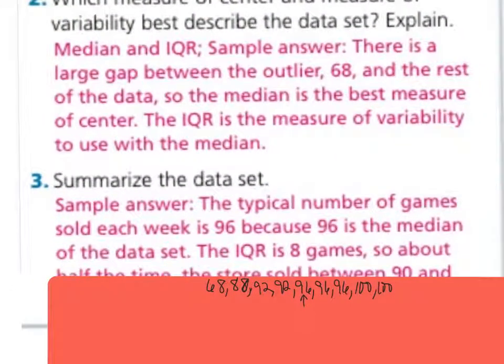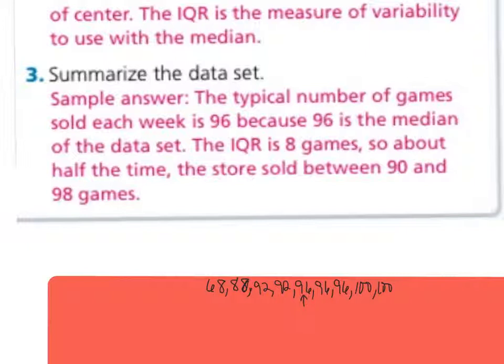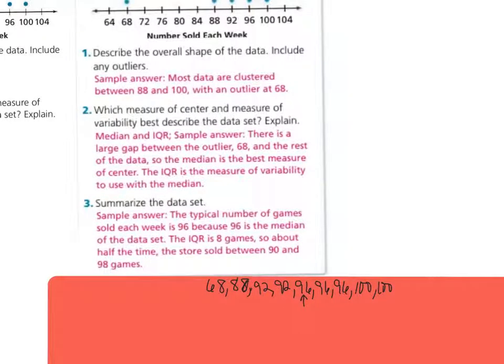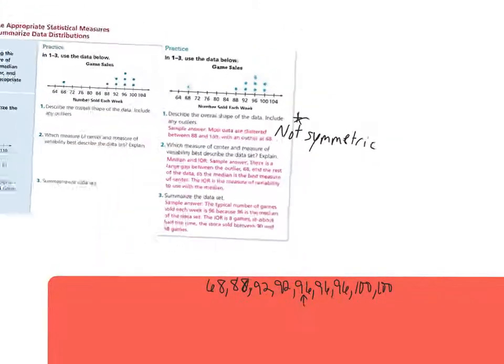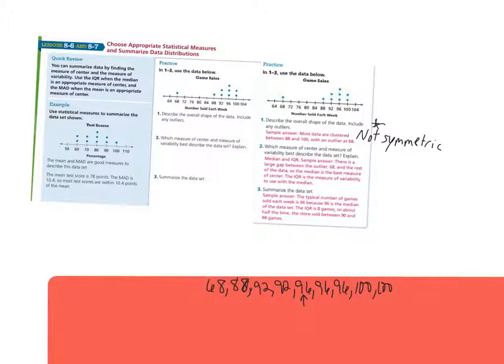Just think of it that way. And then number 3, summarize the data. So just for example, typical number of games sold each week was 96 because that's the median. IQR is 8 games, so about half the time they sold between 90 and 98 games. One other thing going back to number 1 is we could say that this is not symmetric. That's a good description of talking about the shape of it, telling whether it's symmetric or not. So this gives you an idea of what we looked at in topic 8.